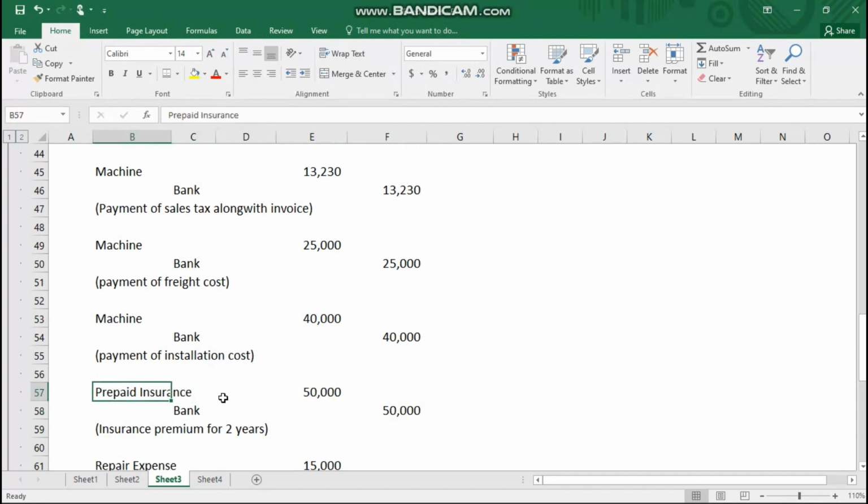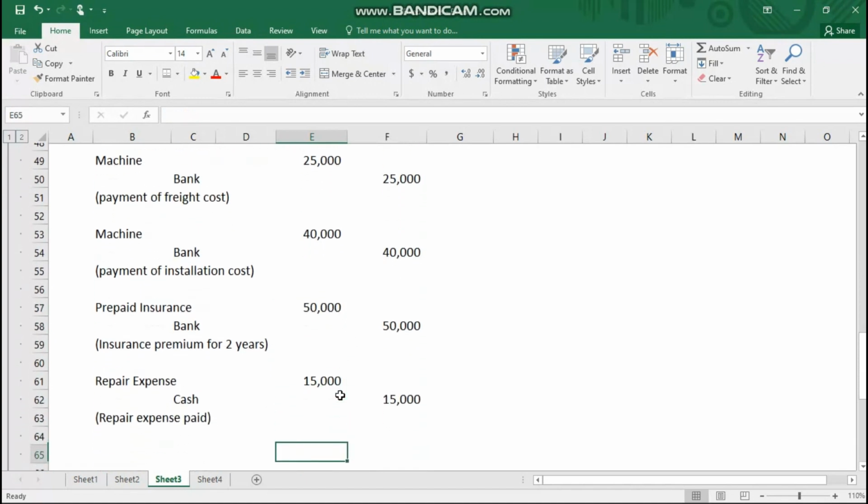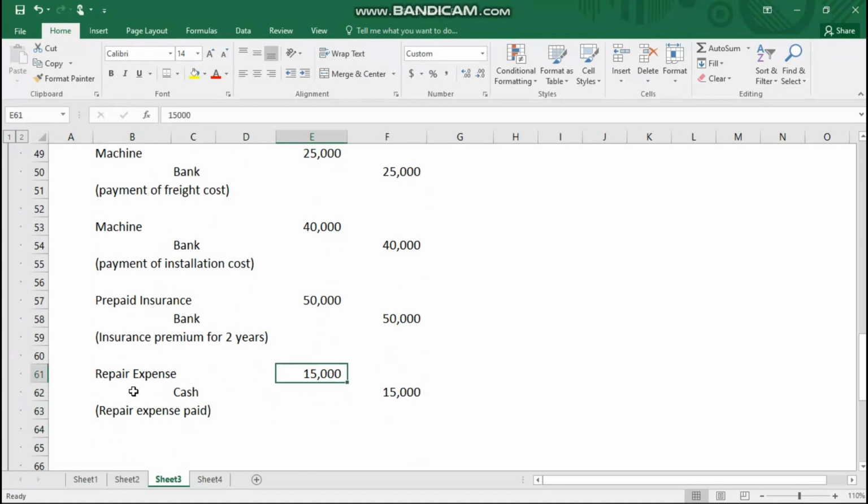Initially it should be recorded as a prepaid insurance, and the payment is done from the bank, so I'm crediting the bank. Over the period of time, this prepaid insurance, as we all know, is a current asset that will eventually be expensed out in my profit and loss account. So after 1 year, this 50,000 which is appearing as prepaid insurance will become zero, and in the profit and loss account you will have the insurance expense as 50,000. So this is the next entry for the insurance item, and then the last entry would be for the repair expense.